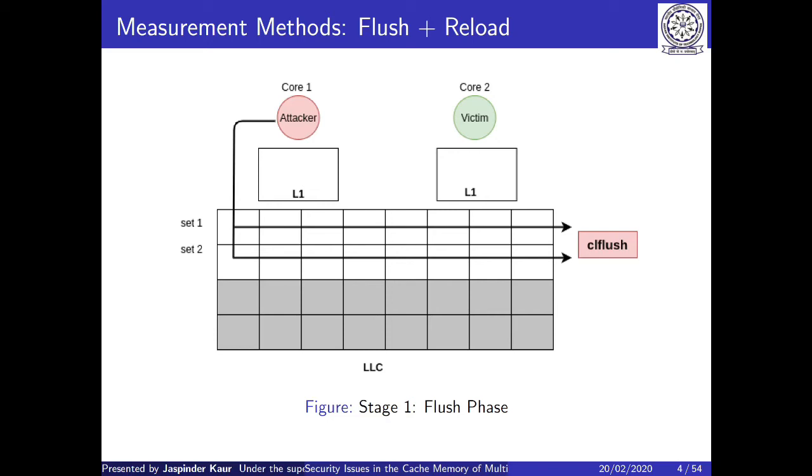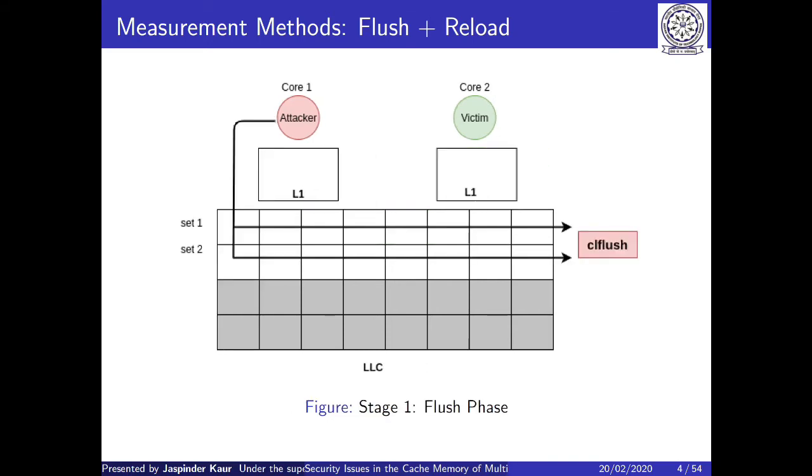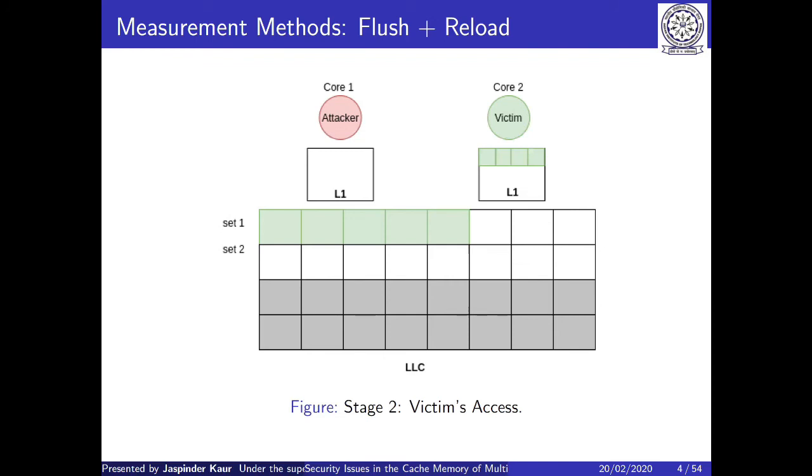The first phase is called the flush phase. In the flush phase, the attacker will flush all the information from set 1 and set 2 using the CLFLUSH instruction. After flushing out the data of set 1 and set 2, the attacker will wait for the victim to do some activity. Assume that the victim has requested some blocks and now these blocks are stored in set 1. Again, remember that both victim and attacker are sharing some data, and the data that the victim has recently accessed and which is now stored in set 1 is the same data that the attacker also shares.